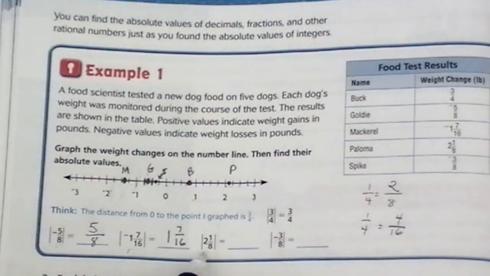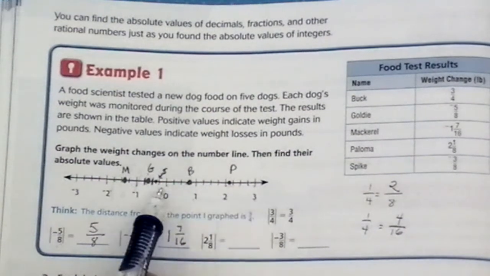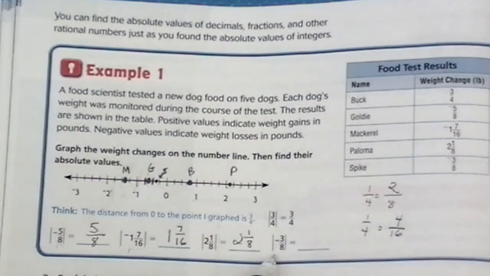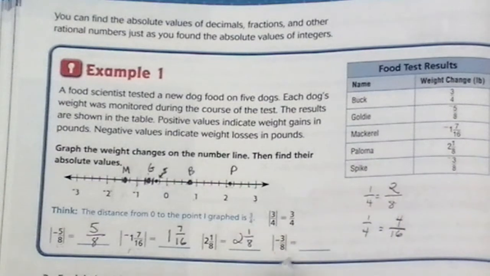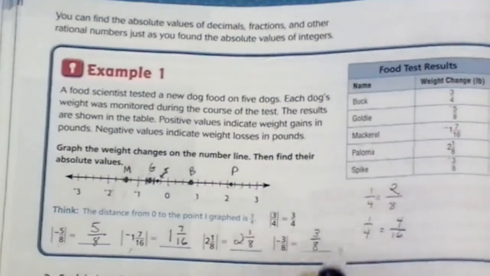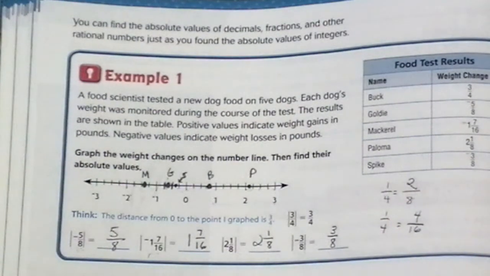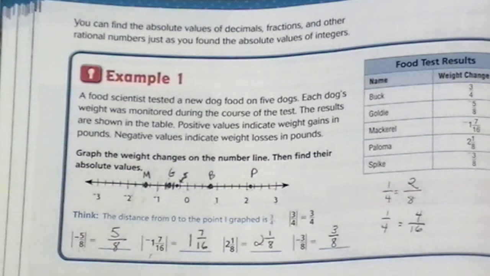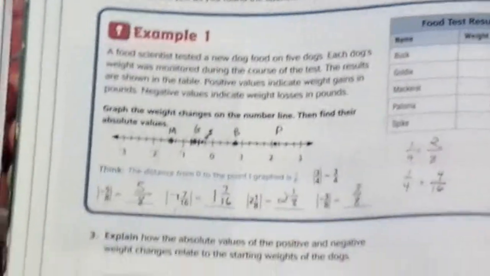They want to know what the absolute value of Paloma was. Well, if Paloma is at 2 1/8, how far is that from 0? That's 2 1/8. And the absolute value of -3/8 for Spike, how far is -3/8 from 0? It's 3/8 away. And that's absolute value. It's really not difficult. They're just asking us how far away a number is from 0, whether it's a positive or a negative integer.